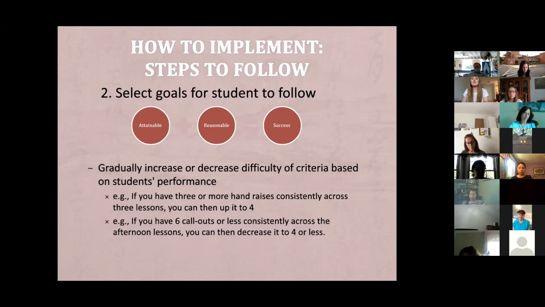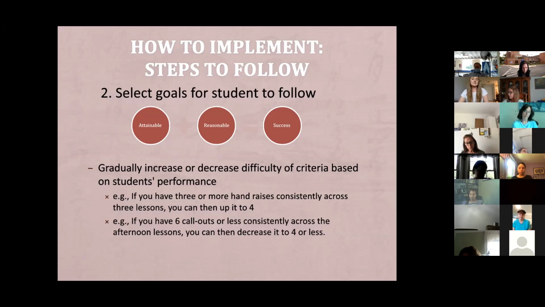So 2 examples I have on the slide are if there are 3 or more hand raises consistently across 3 lessons, you can then up it to 4. And the key words in that example are consistently across 3 lessons. So you want to make sure that your students are reaching these goals and meeting this criteria very consistently before you go on and increase it.